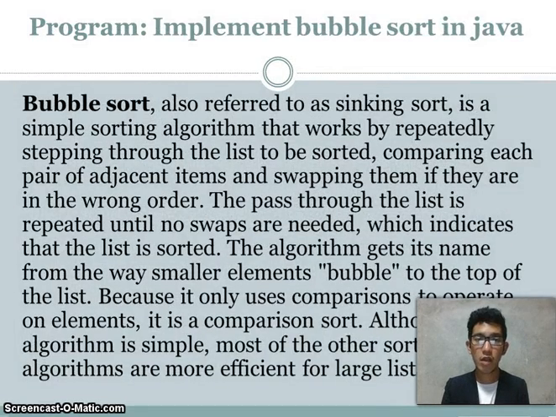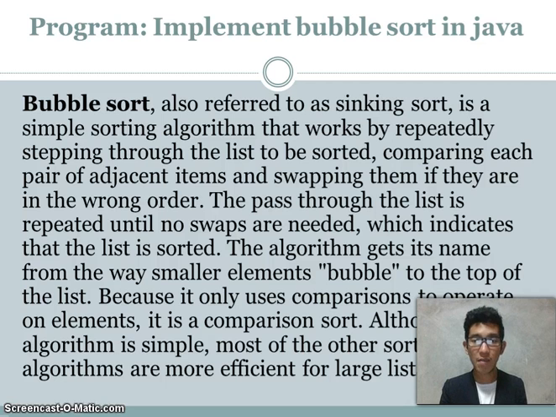Bubble sort. It is also referred to as sinking sort. It is a simple sorting algorithm that works by repeatedly stepping through the list to be sorted, comparing each pair of adjacent items and swapping them if they are in the wrong order. The pass through the list is repeated until no swaps are needed, which indicates that the list is sorted.